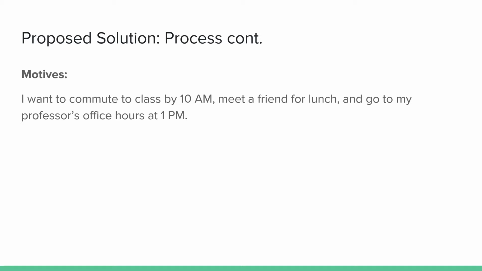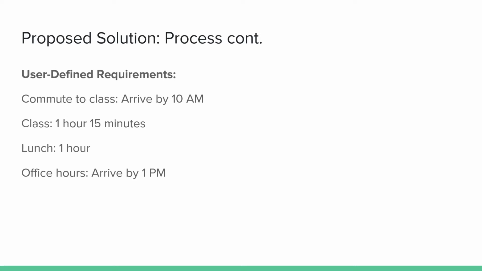Let's consider this example. I want to commute to my class by 10 a.m., meet a friend for lunch, and go to my professor's office hours at 1 p.m. My user-defined requirements would be my commute to class, where I want to arrive by 10 a.m., my class, which lasts 1 hour and 15 minutes, and lunch, where we've allotted 1 hour. Then I want to arrive at my professor's office hours by 1 p.m.